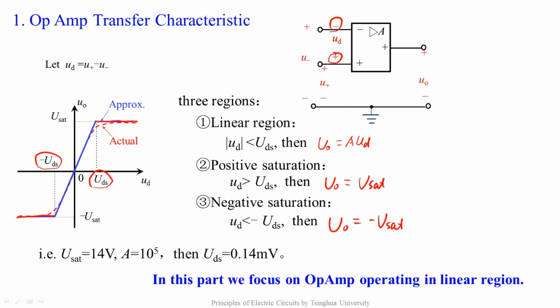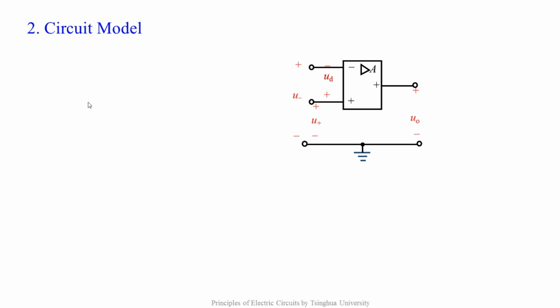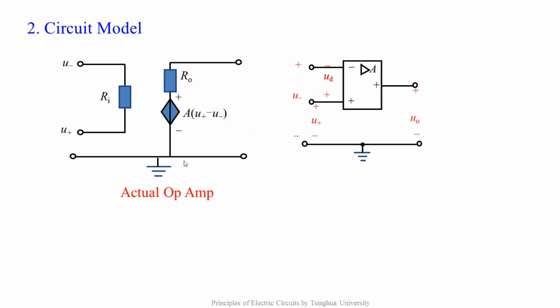In this lecture, we focus on op-amp's operation in the linear region, that is, the middle part. When the op-amp is operating in the linear region, the relationship between its input and output is UO equals capital A times UD. Based on op-amp's input resistance and output resistance we've learned before, the actual op-amp can be represented by this circuit model. Its input resistance is Ri and output resistance is Ro. Its output equals the voltage difference of the non-inverting input and the inverting input multiplied by the open loop voltage gain.